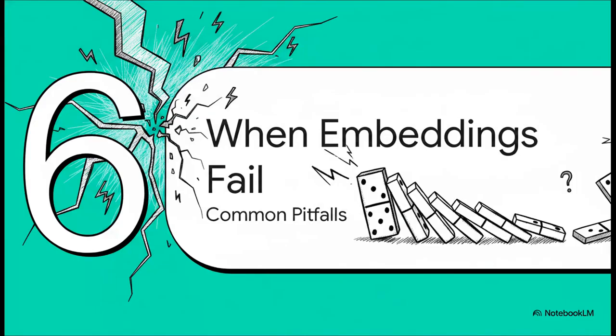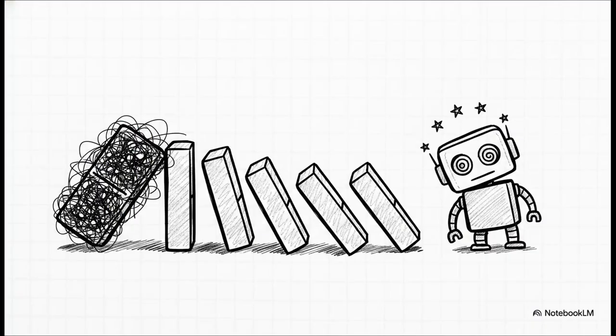Finally, part 6, when embeddings fail. So what happens when things actually go wrong? Because let's be real, they do. And when they do, it creates this massive domino effect. Here are your critical failure points.